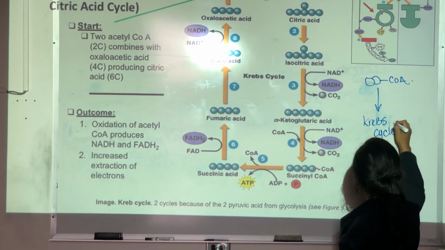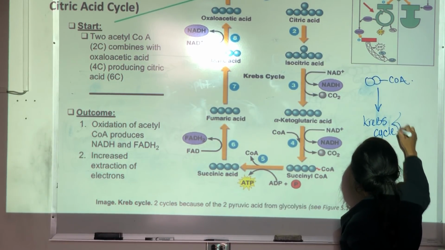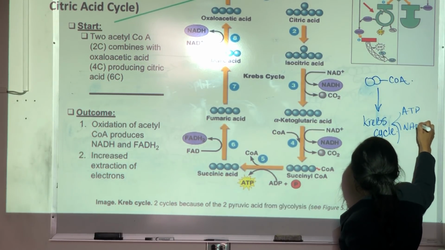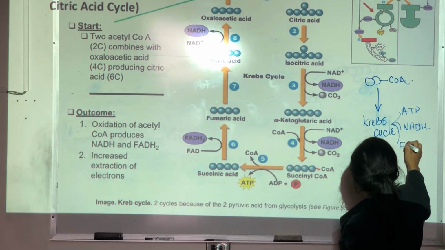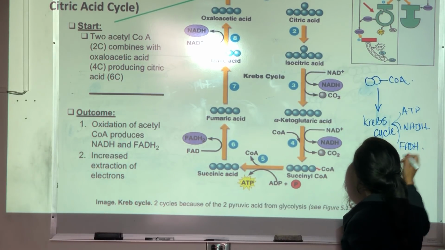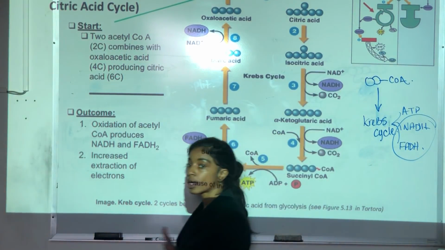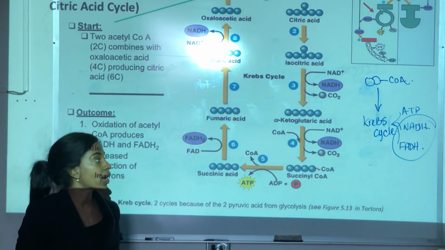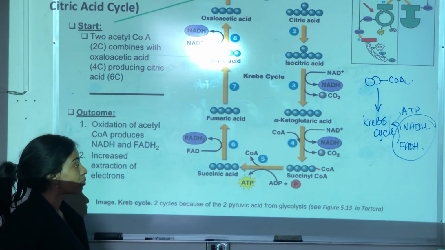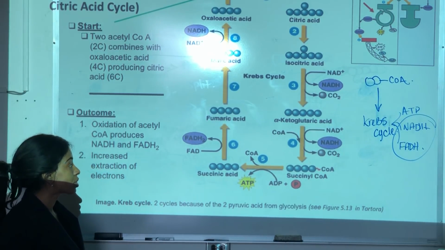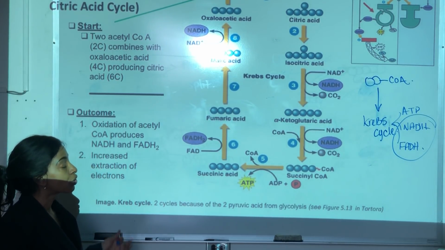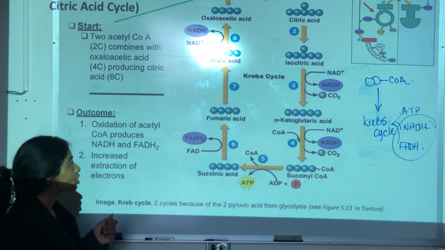In this Krebs cycle, what is being released? ATP, NADH, and FADH2. And these molecules, our electron carriers, will guide the electrons to the membrane so that the electrons are not bouncing around the cell. So they're guiding them to the electron transport chain.